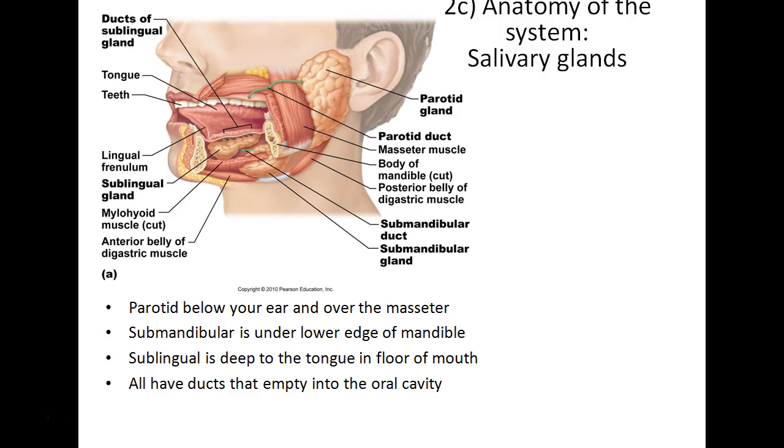There's a function to having salivary glands. The saliva is going to moisten the food. It's also going to initiate chemical breakdown of the starches. It's going to dissolve food molecules. It's going to cleanse oral cavity structures and also inhibit bacterial growth in the oral cavity.